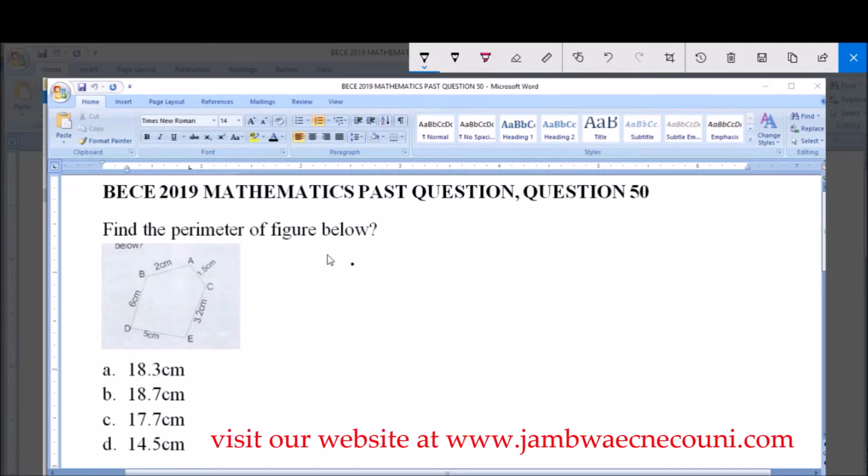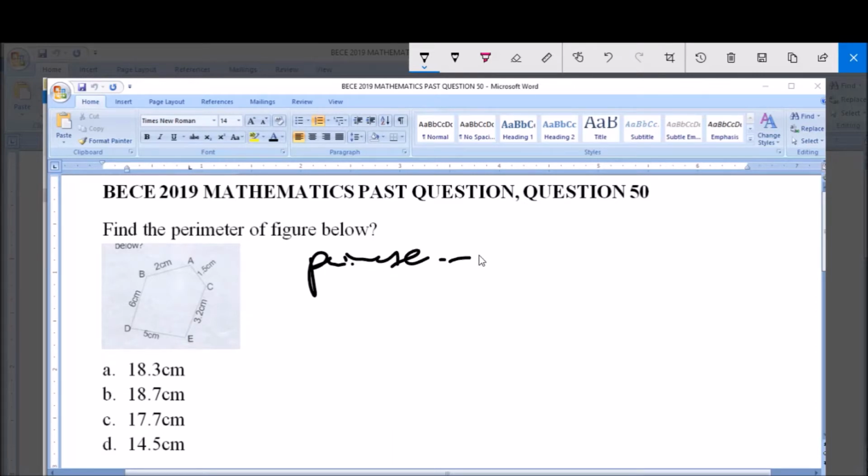Now for us to find the perimeter of this figure, it means that we have to find the sum of the length of the total outline, that is the total surrounding of this figure. Remember I said this figure has how many sides? 5 sides. So for us to find the perimeter of this figure, we have to add the length of each of these sides of this figure.